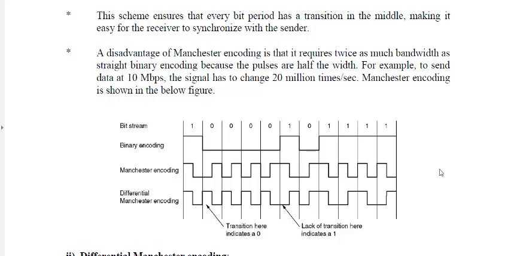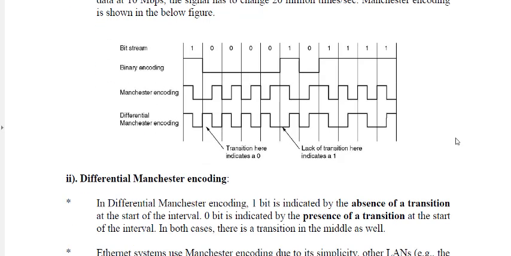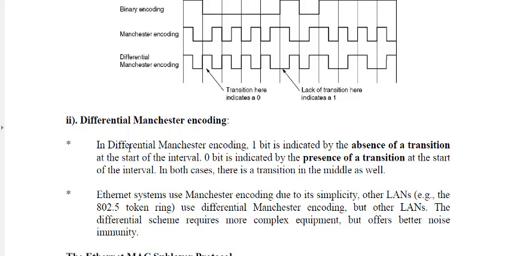But here the thing is you require more transitions. For every bit you have to specify either from high to low in case of 1 or low to high in case of 0. But in case of differential Manchester, they reduced the transitions. Here you can see in differential Manchester encoding, one bit is indicated by the absence of transition.